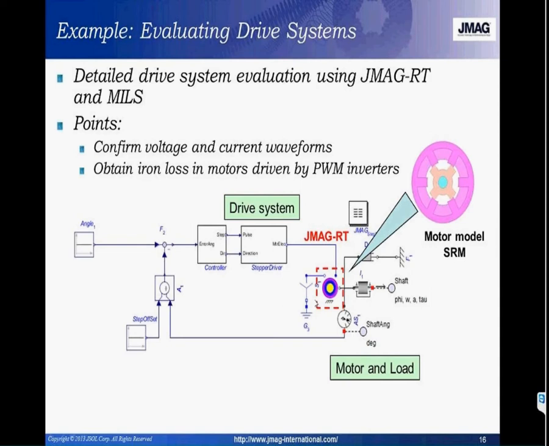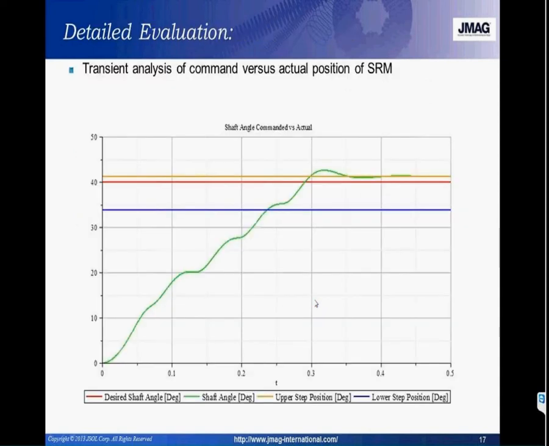So this is, again, a lookup table of the results. And if we look at the results in this case of the transient analysis, command versus actual position of the switch reluctance machine, we can see that our command position, or our desired shaft angle, is shown in red. The actual shaft angle is shown in green. And so, again, we're seeing that the command isn't a nice progression up into that command variable. So there's actual machine dynamics at play that mean the response isn't going to be a nicely predicted linear response.